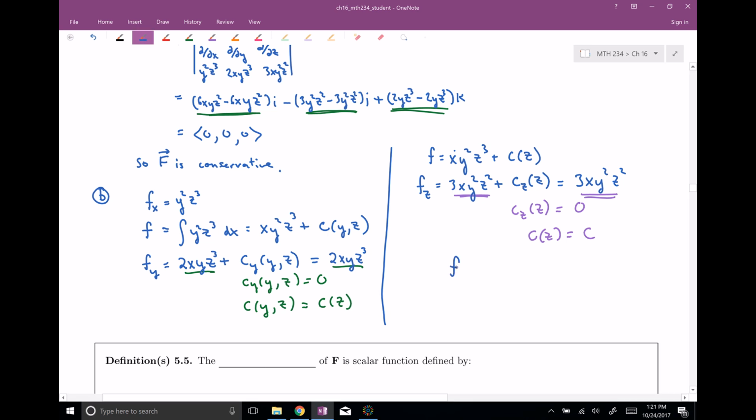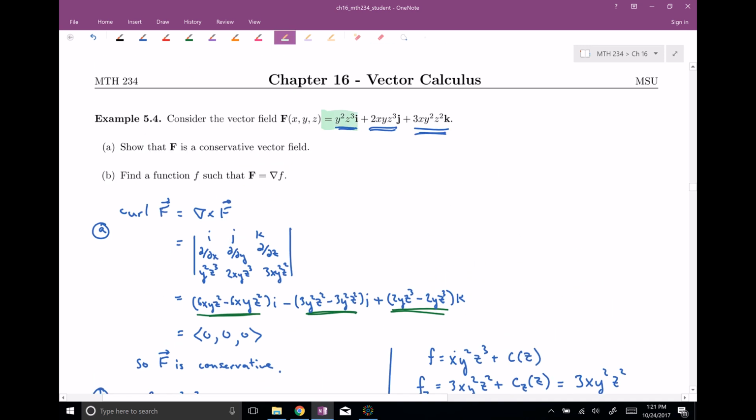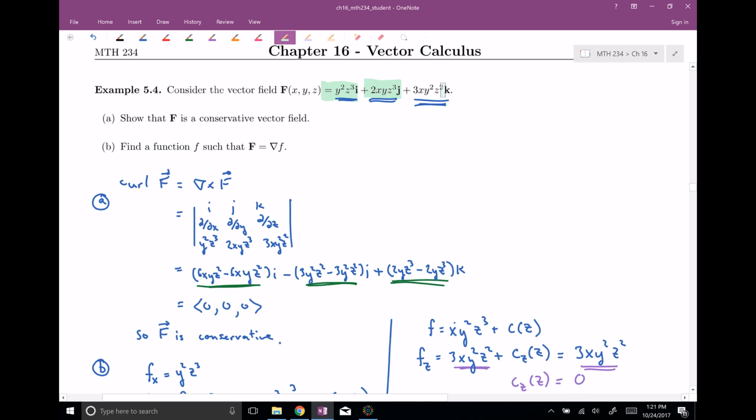Okay, so our overall potential function is x y squared z cubed, and everywhere that I see c of z, I'm going to just put a true constant, c. So this is my potential function. And if you were to take the x derivative, you should get the first component. If you take the y derivative of this, you should get the second component. If you take the z derivative, you should get the third component. That's what it means to be a potential function: the gradient of f should equal our vector field. All right, so there's an example to show you what we can do with the curl.